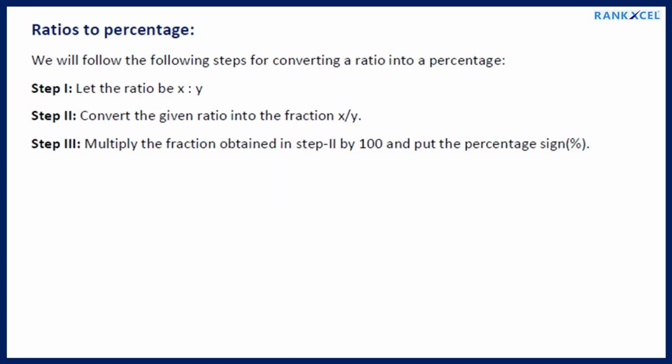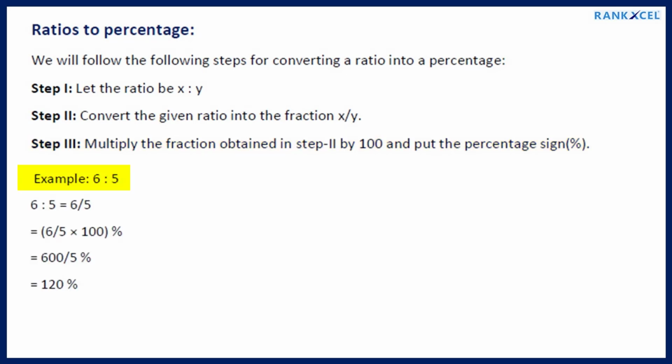Ratios to percentage. We will follow the following steps for converting a ratio into a percentage. Step 1, let the ratio be x is to y. Step 2, convert the given ratio into the fraction x by y. Step 3, multiply the fraction obtained in step 2 by 100 and put the percentage sign %.